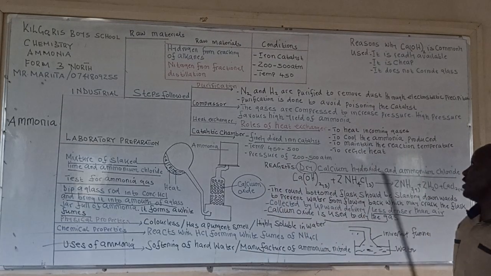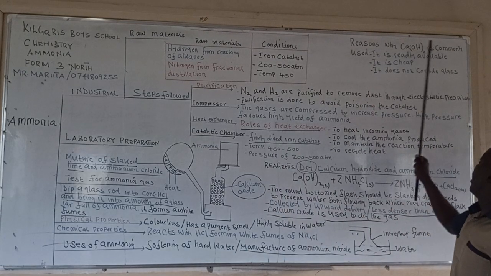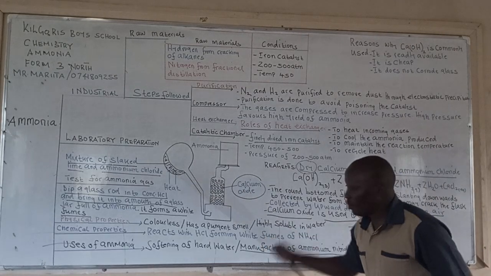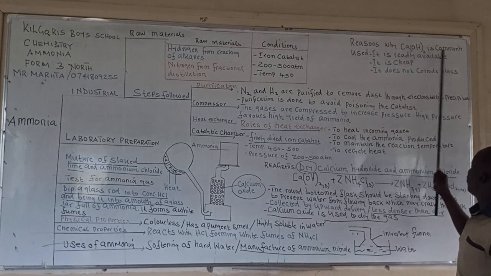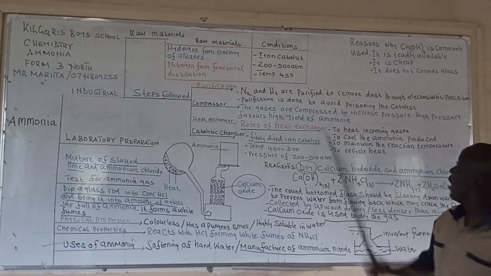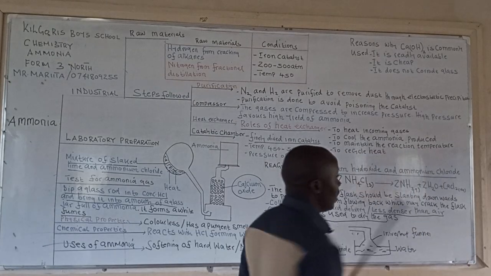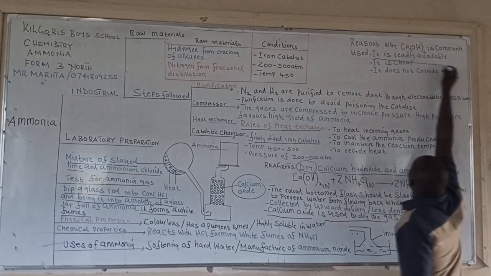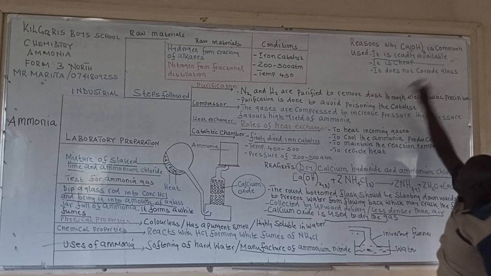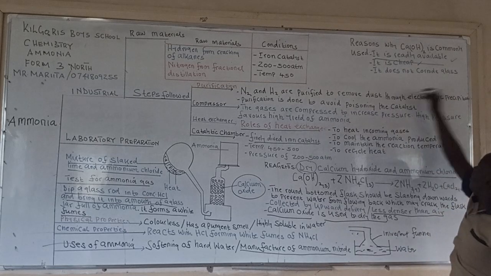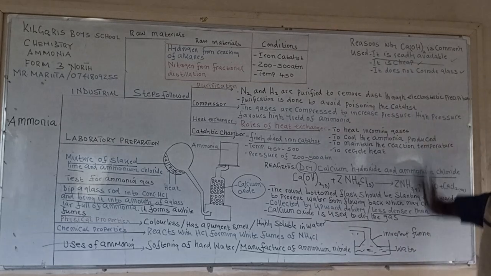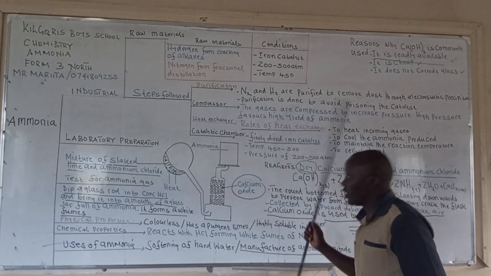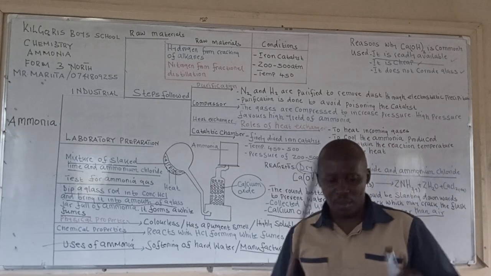Now, in this experiment, you can realize that calcium hydroxide is commonly used. What are the reasons why calcium hydroxide is commonly used in this experiment? One, it is readily available, it is cheap, and it does not corrode the glass. That is why calcium hydroxide is commonly used in the laboratory preparation of ammonia.